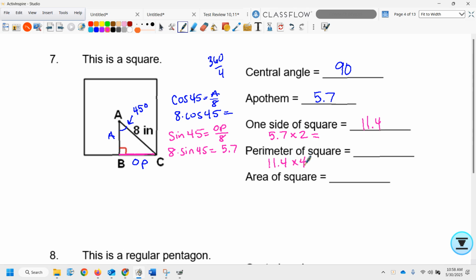is 45.6. Now my formula, 1/2 apothem times perimeter. And I get, well, it rounds up all the way to 130 inches squared. Because I did get 129.96. And that makes that go up, which makes this go up. So you know.